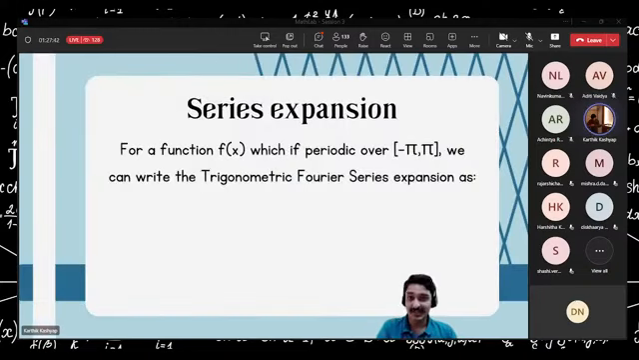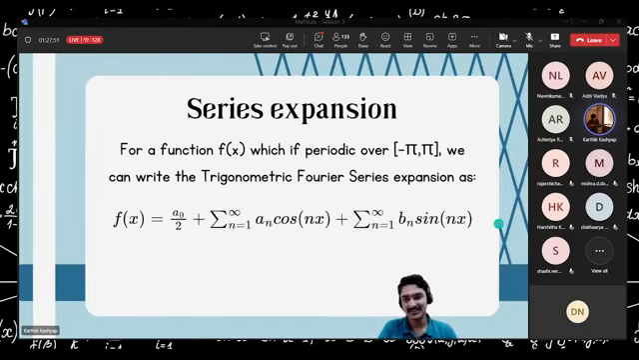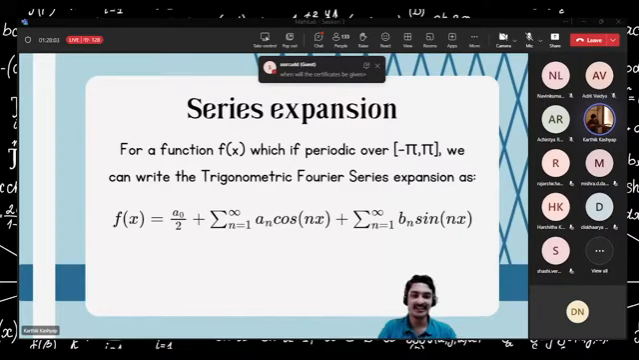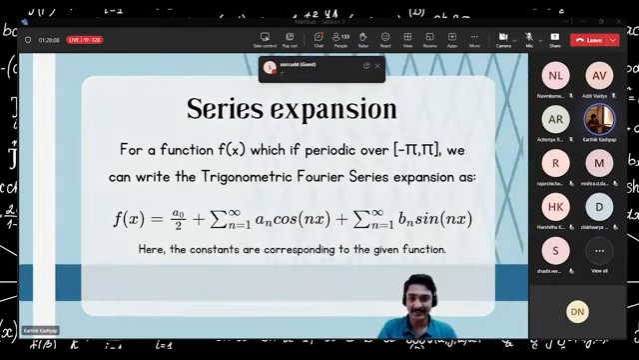So let's say there is a function f of x that is periodic over minus pi to pi, that is, has a period of 2 pi. So we can write this in terms of the trigonometric Fourier series as a naught by 2 plus sigma from n equal to 1 to infinity a n cos n x plus b n sin n x. In here, a0, an, and bn are coefficients corresponding to the given function. And we will be able to find this for any given function.